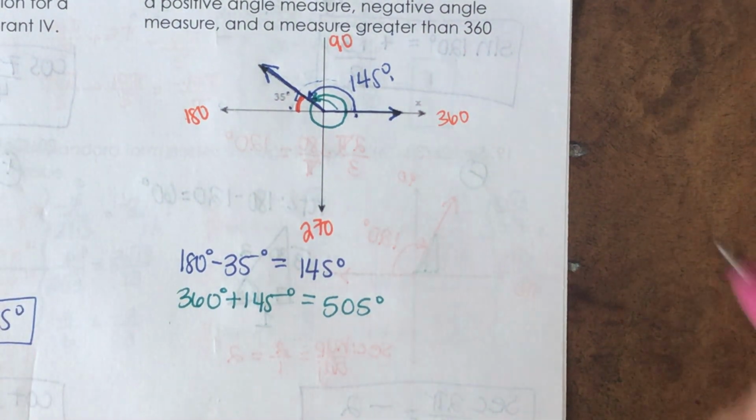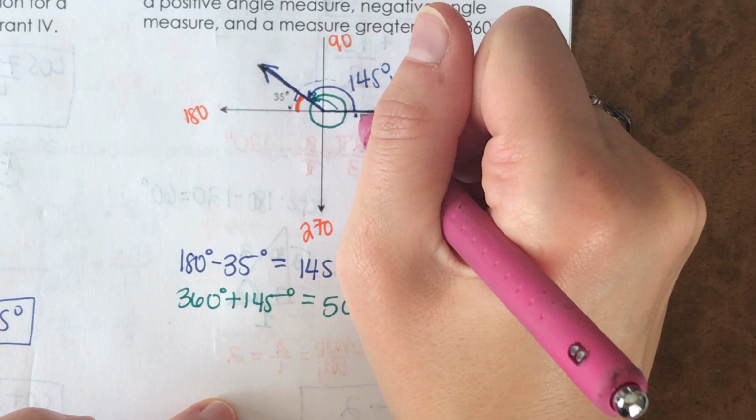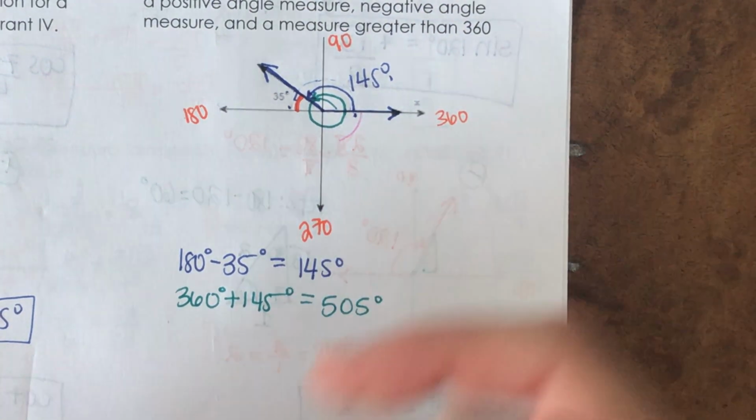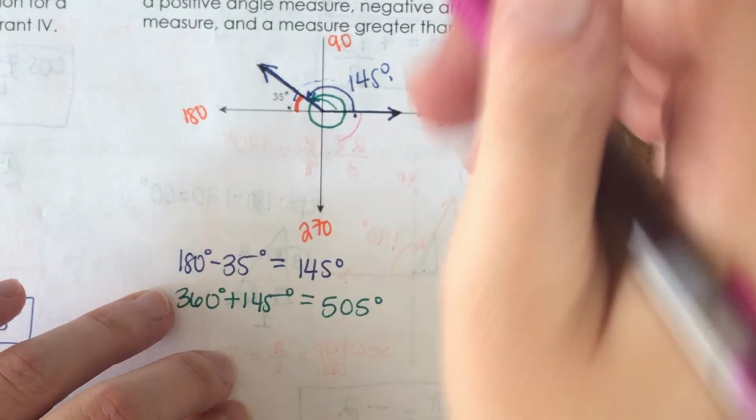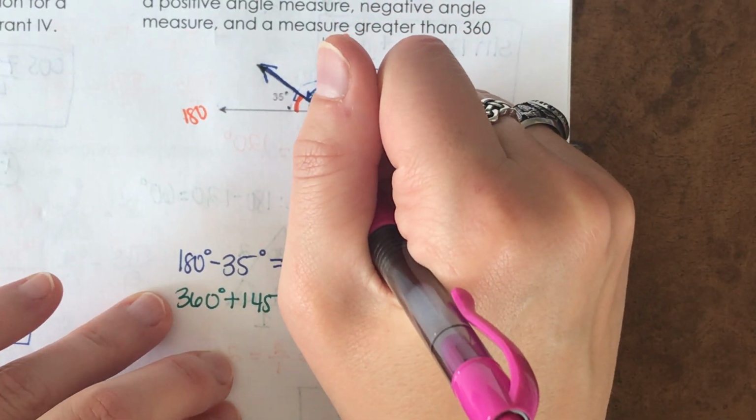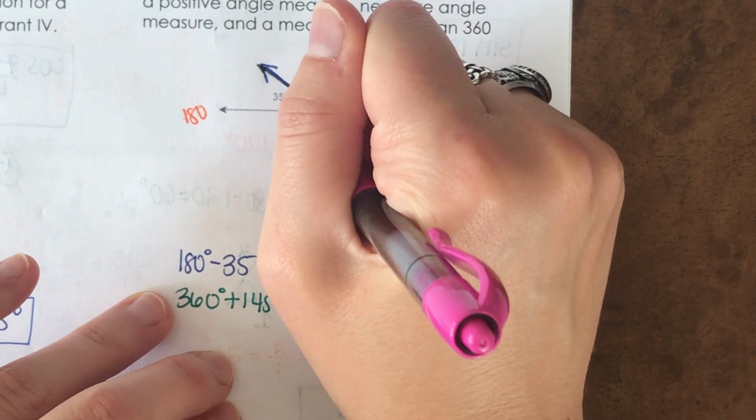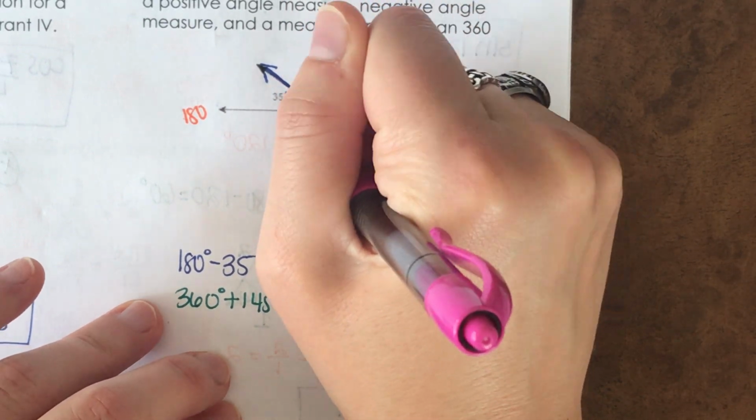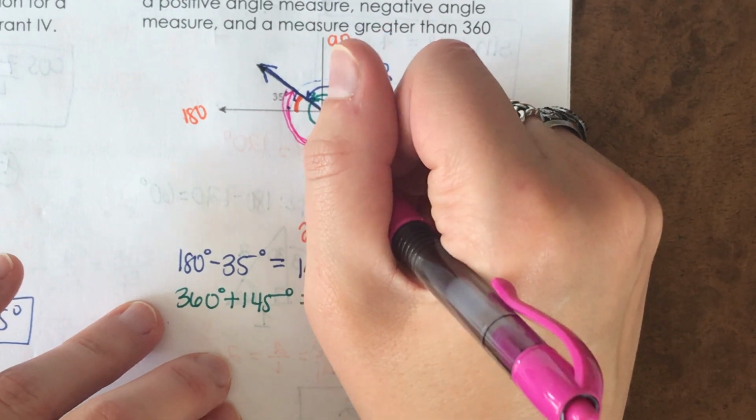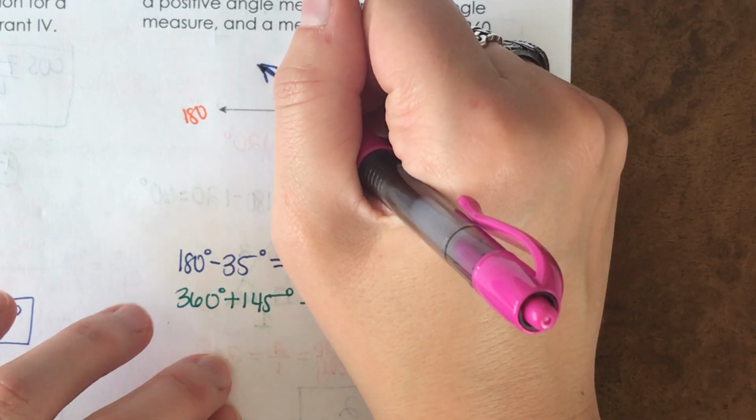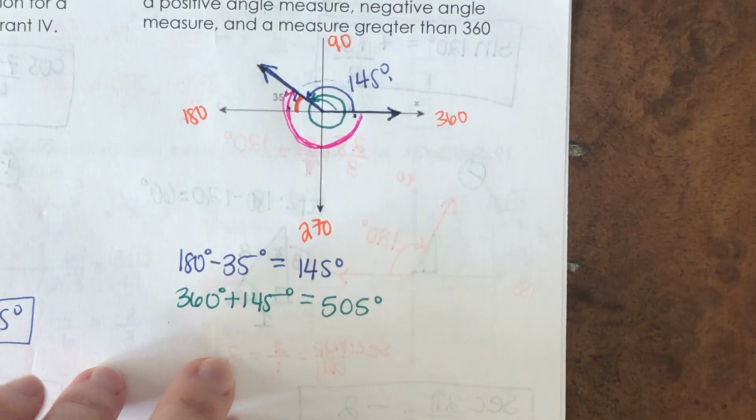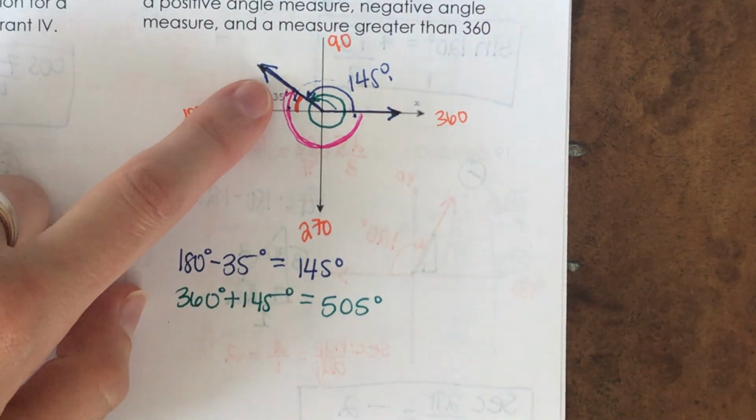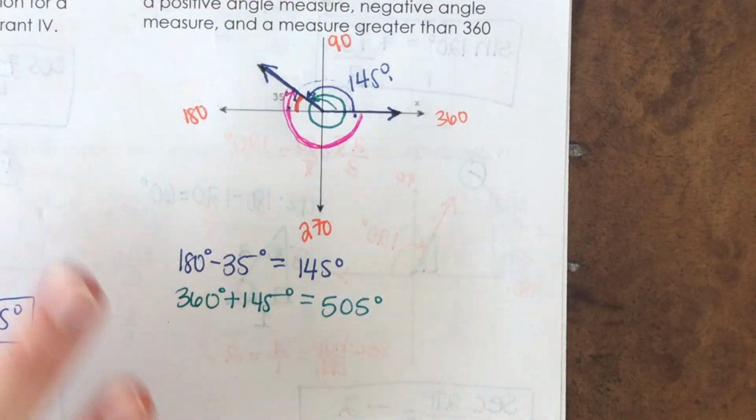So a negative means I start over here on the x-axis, and I'm going to the left, I'm going clockwise. So I'm going, here's 90, here's another 90, I've got 180, and then I add that 35 to it. So I'm now going 90 plus 90 plus 35. So essentially, I'm adding the 90 and the 35 together. That would give me my negative.